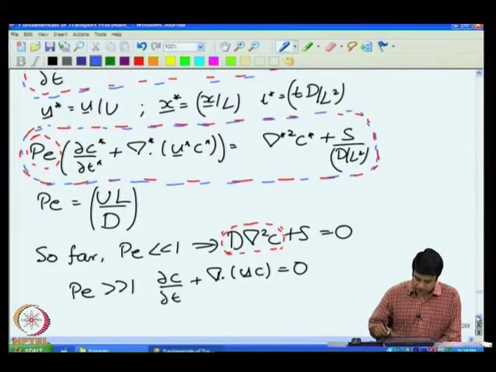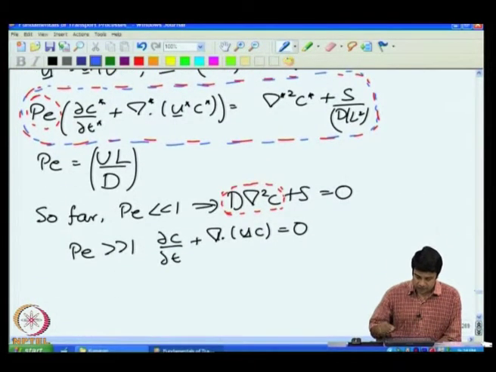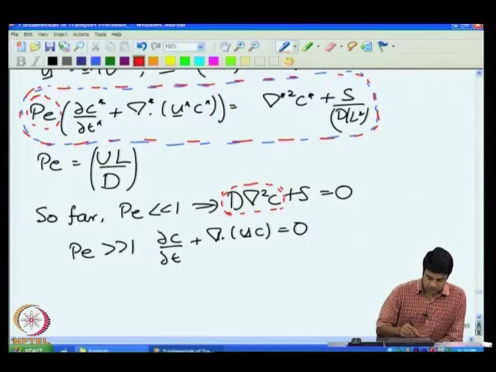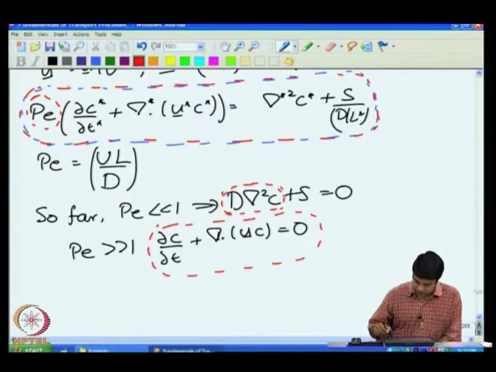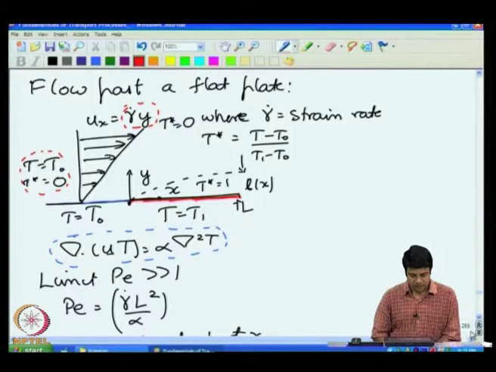And naively, you might think that in the limit of high Peclet number, I could just completely neglect diffusion altogether and just solve an equation of the form dc by dt plus divergence of u times c is equal to 0. For incompressible flows, basically what this equation will tell me is that the concentration is unchanged along streamlines. We looked at some special cases.